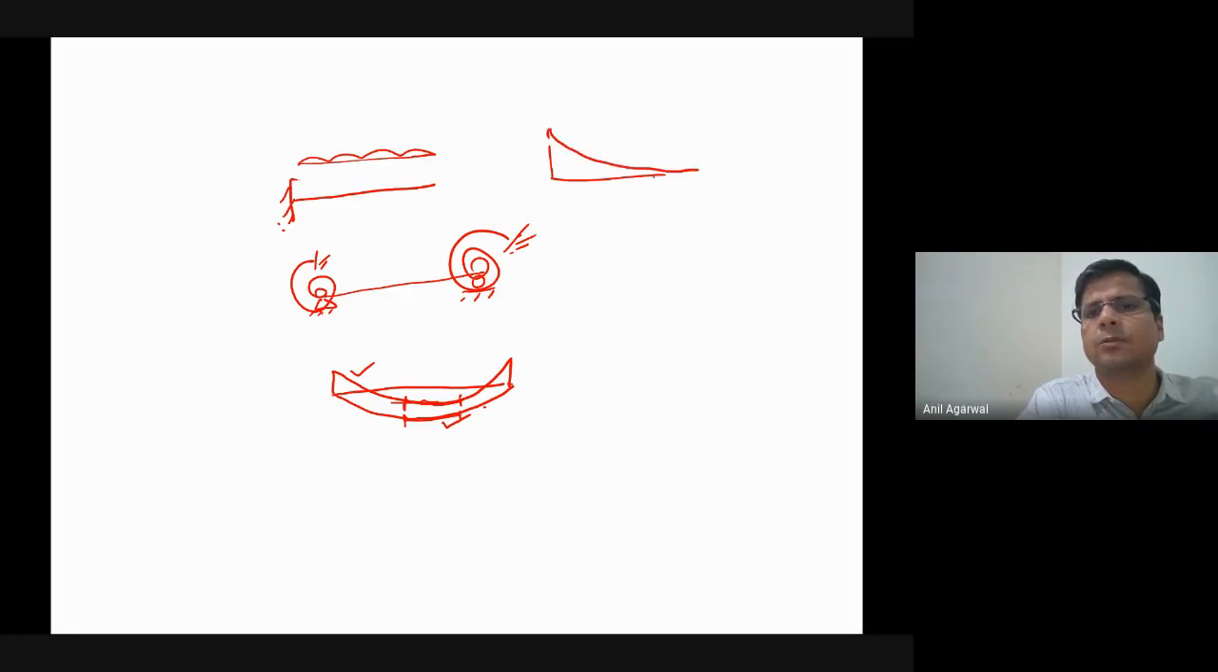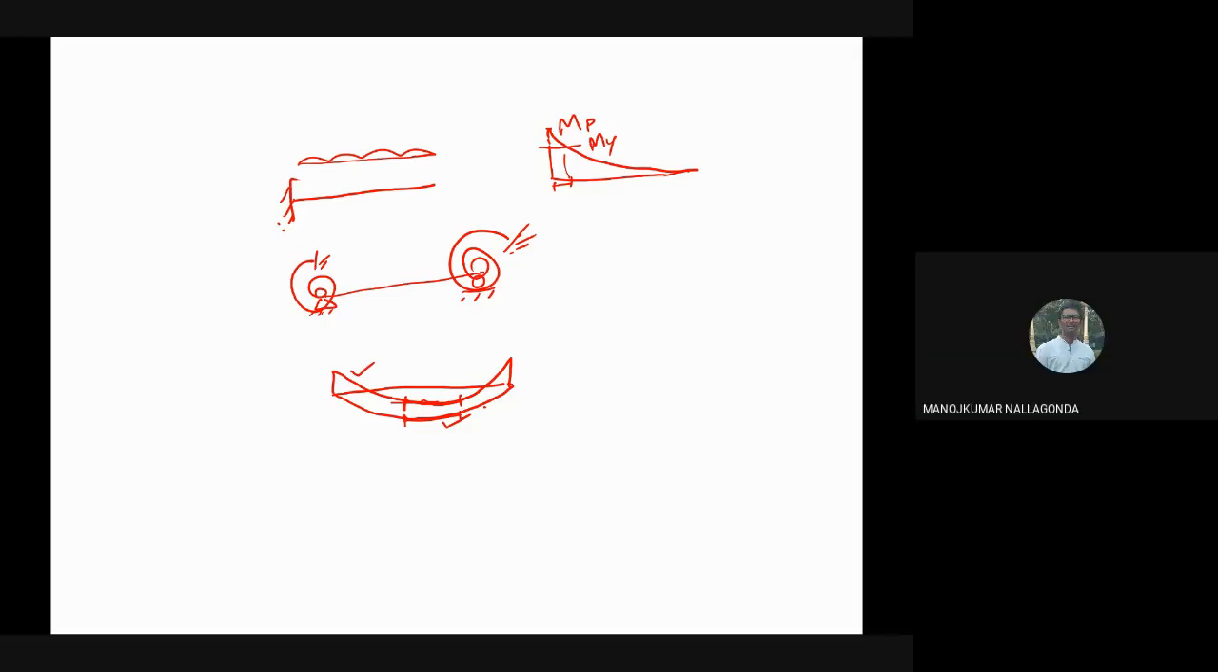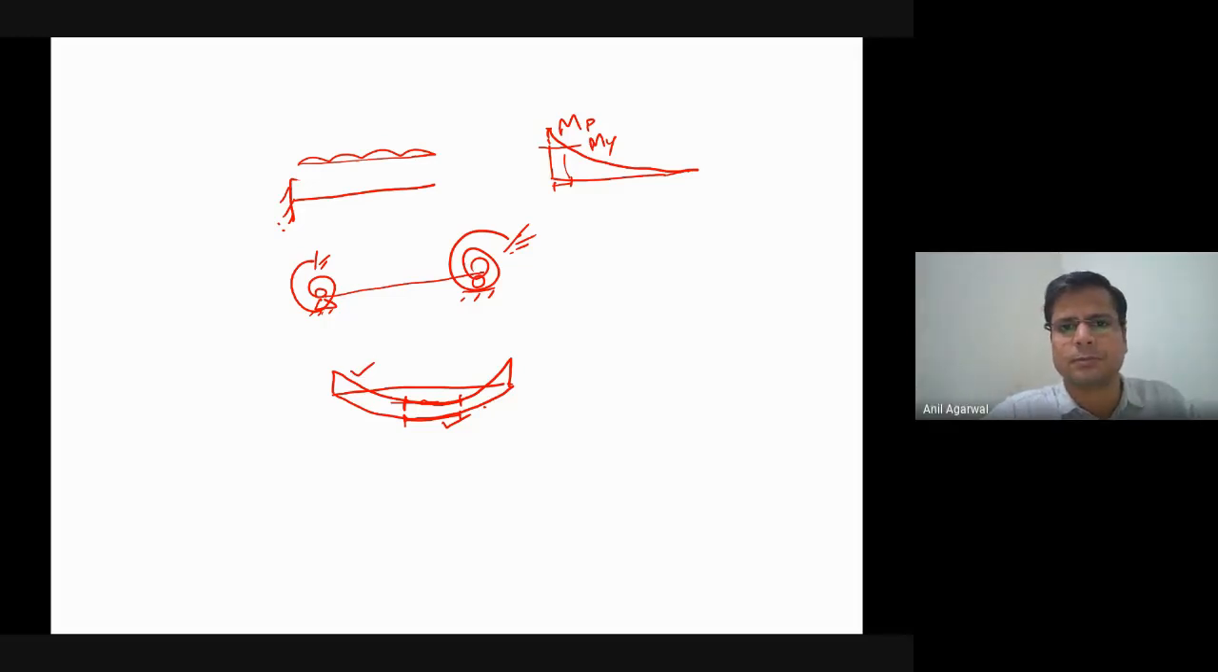If the bending moment diagram looks like this, and this is the maximum moment and this is my value, this is Mp, this is My, then only a very small part of the beam is subjected to very high bending moment. So that logic still holds true. So in most of these cases, you can idealize a non-ideal simply supported case to a simply supported case, and then apply the same formula. Okay. Any other questions?